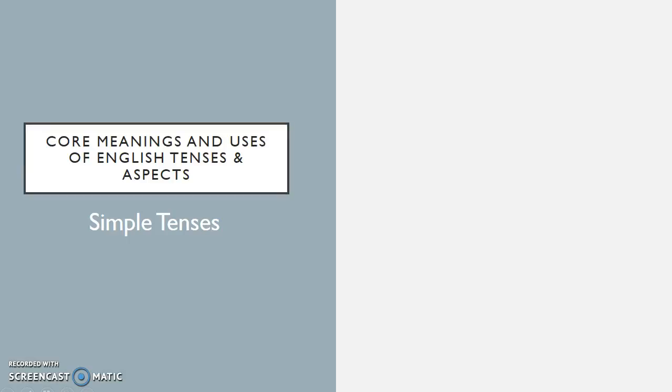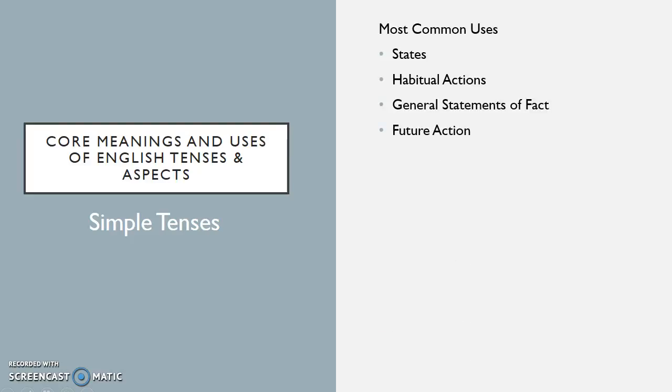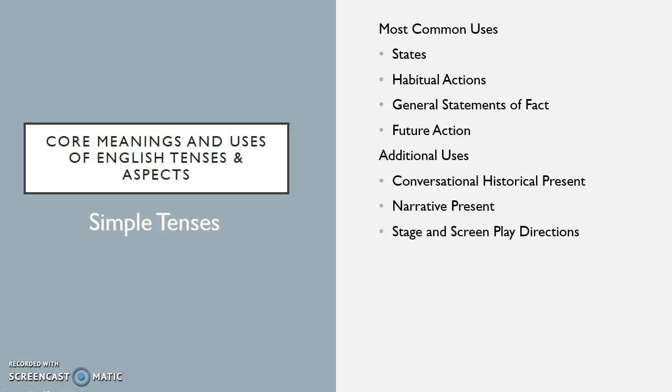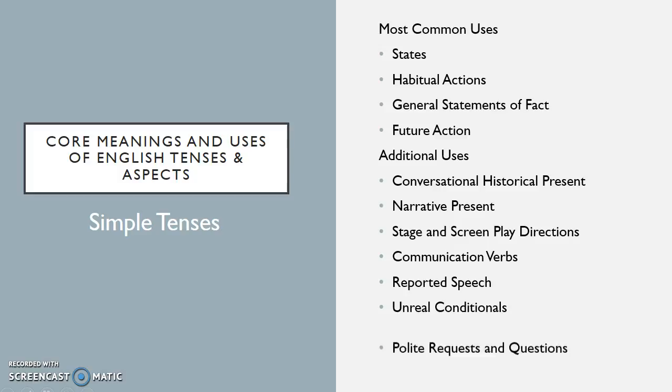Core meanings and uses of English tenses and aspects. Let's begin with simple tenses. The most common uses are these four: states, habitual actions, general statements of fact, and future action. Some additional uses include conversational historical present, narrative present, stage and screenplay directions, communication verbs, reported speech, unreal conditionals, and polite requests and questions.